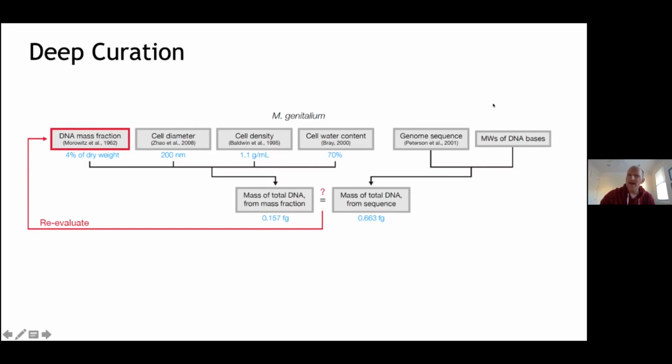Over here, though, we have a new high throughput, high tech way of doing it, which is just to take the genome sequence itself. You can add up the molecular weights of all the bases.